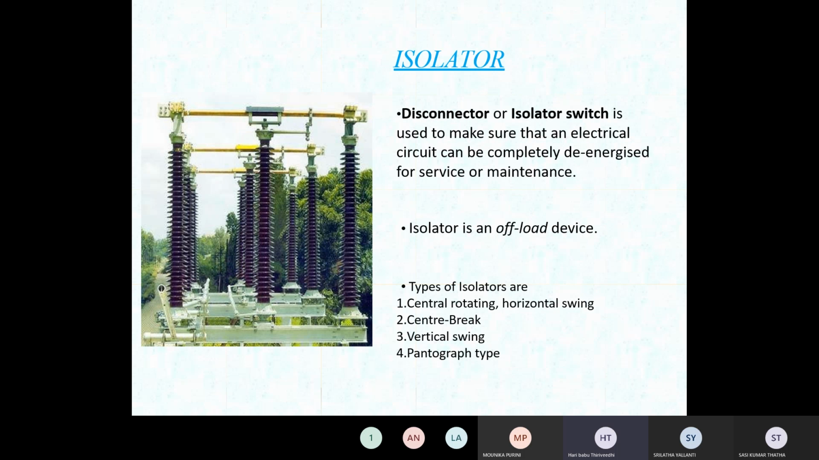Isolators, these are the isolators. We already discussed the isolator. Isolators are also called disconnecting switches, used to make sure that an electrical circuit can be completely de-energized in case of repair, service or maintenance. Generally, an isolator is an off-load device. Types of isolators are central rotating horizontal swing, central break, vertical swing, pantograph type. These are the isolators.